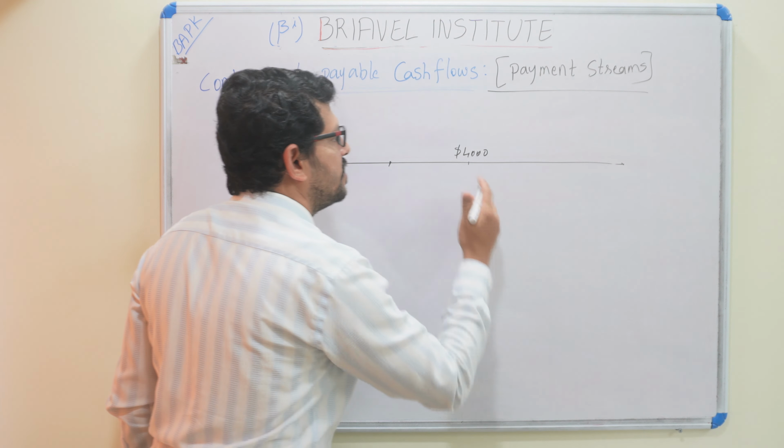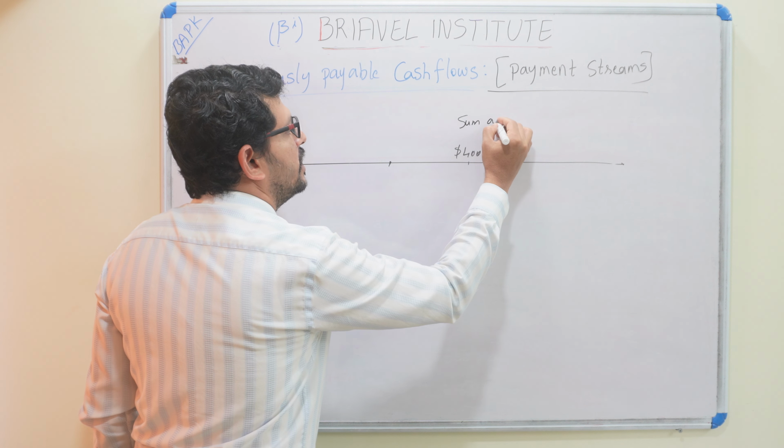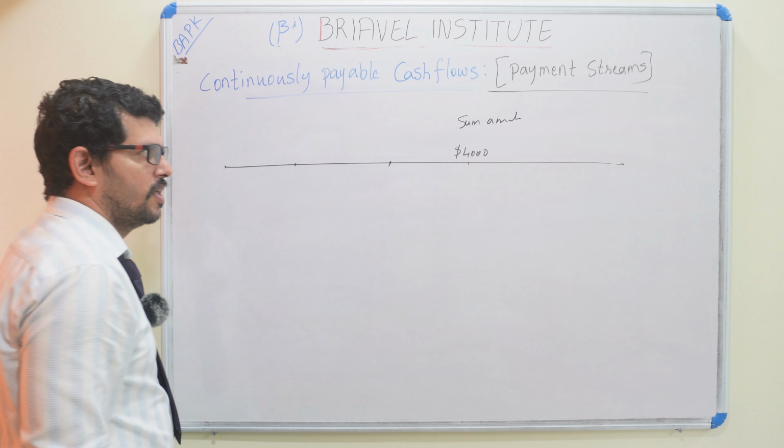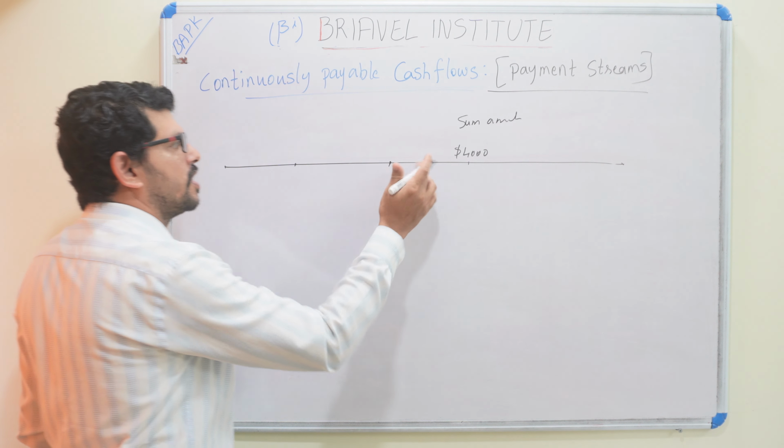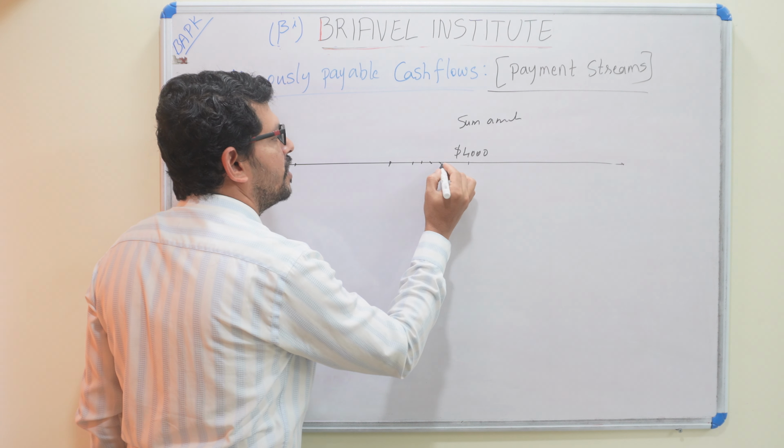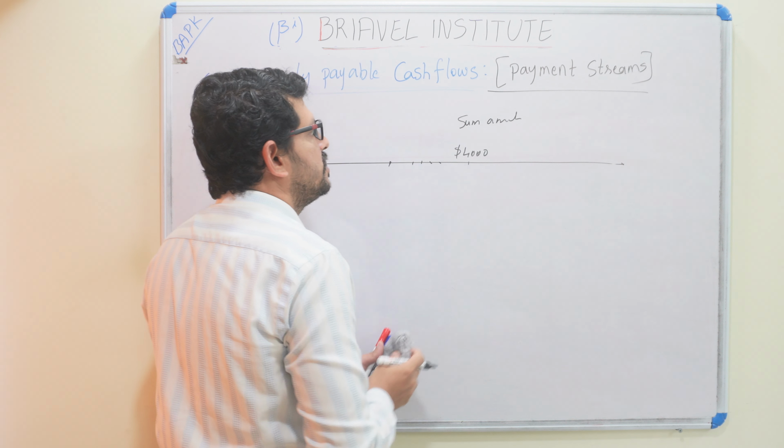So what is the particularity of this amount? A particular amount is received in a quarter. There is no in-between salary amount. So these are the discrete cases.